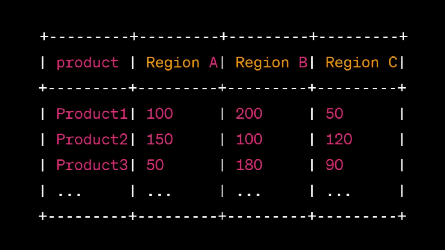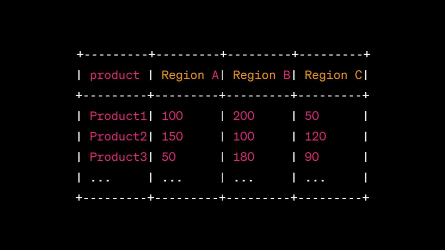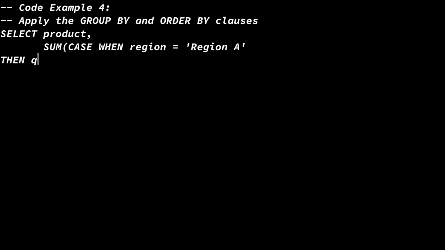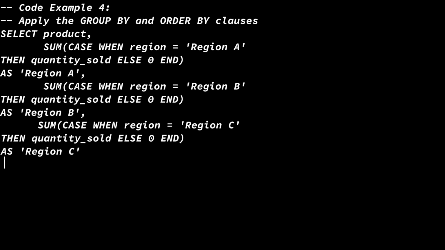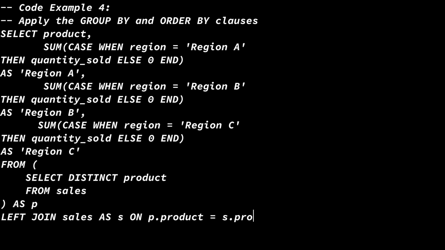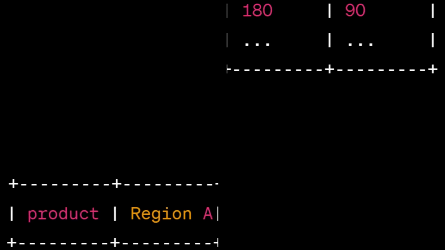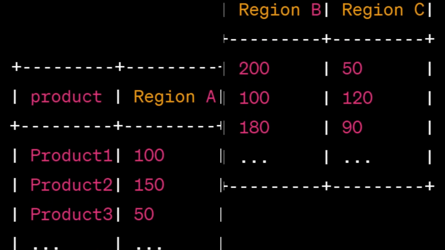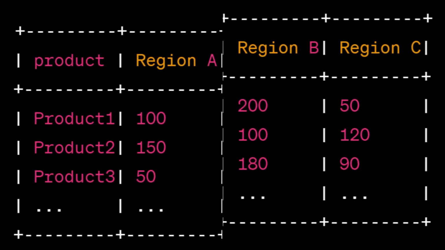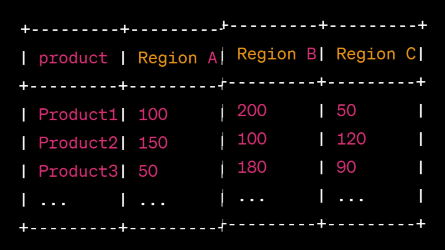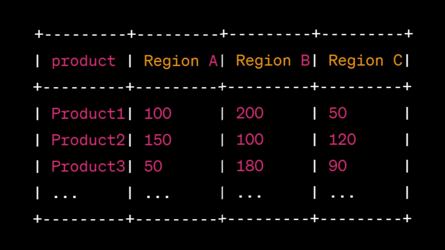Finally, we'll wrap up by ensuring our pivot table is correctly structured and ordered. In this final query, we use the group by clause to group the data by product and the order by clause to sort the results based on the product names. After executing this final query, we've achieved our pivot table. Now, we have a clear and concise representation of the total quantity sold for each product in each region.